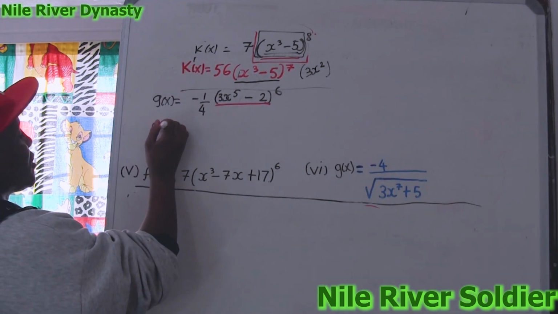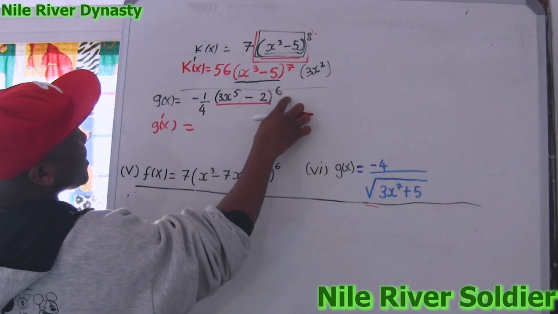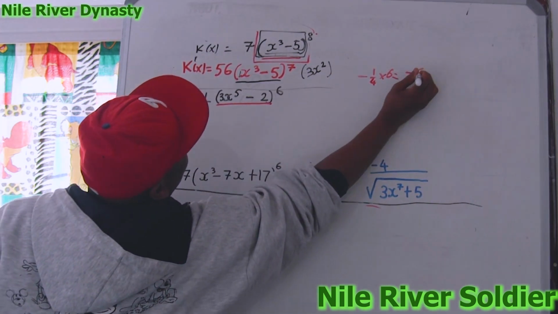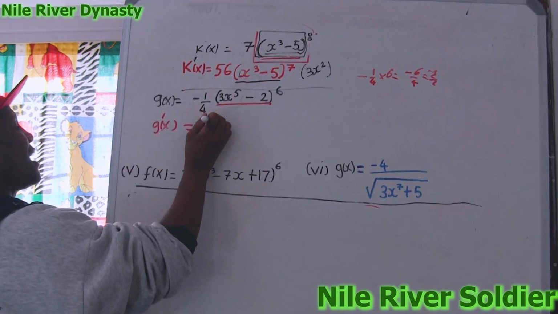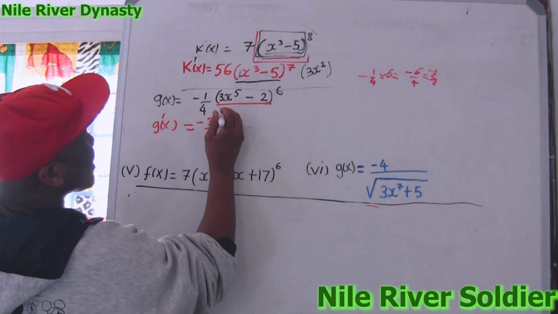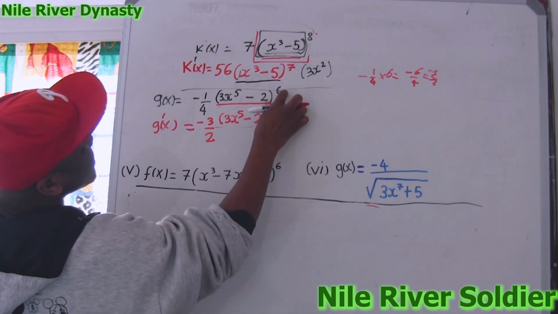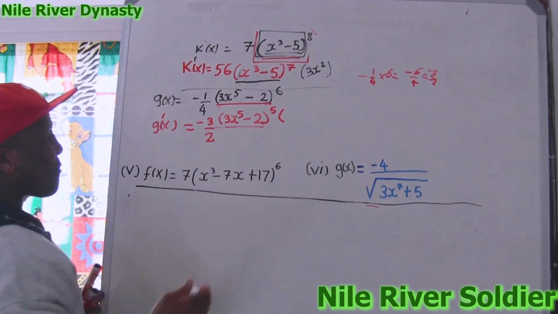So g prime equals negative 1 over 4 times 6, which is going to be negative 6 over 4, which is going to be negative 3 over 2. And then we take this, you right here, the way it is. So this is going to become 3x power 5 minus 2. Take this number, minus 1, it's going to become 5. And then next step, take whatever you drop.